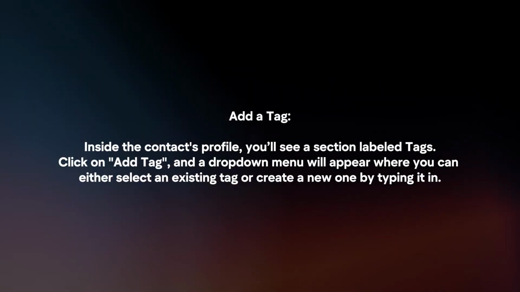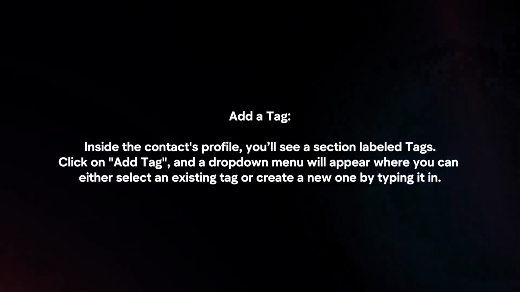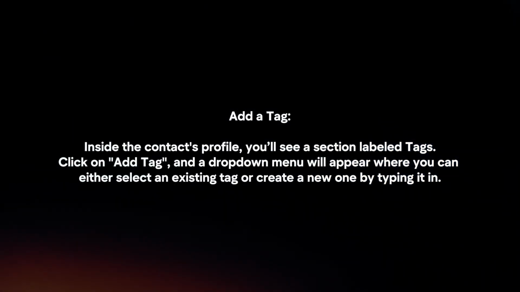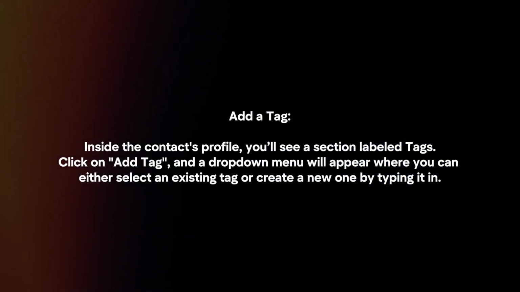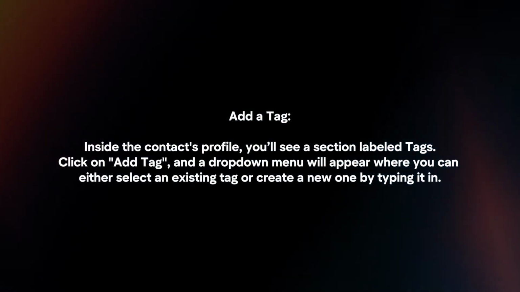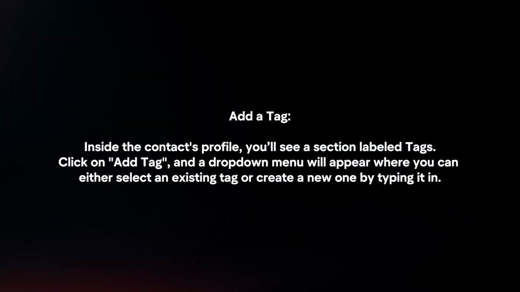Add a tag. Inside the contact's profile, you will see a section labeled Tags. Click on Add Tag and the drop-down menu will appear where you can either select an existing tag or create a new one by typing it in.